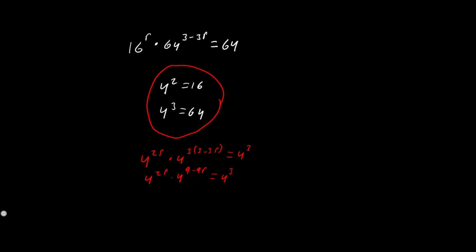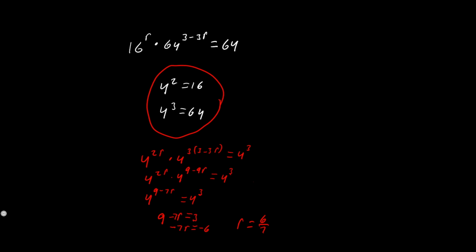And we combine the left side, giving us 4 to the power of 9 minus 7r. That is equal to 4 to the power of 3. Now solving for r, we get negative 7r is equal to negative 6, and r is equal to 6 over 7.